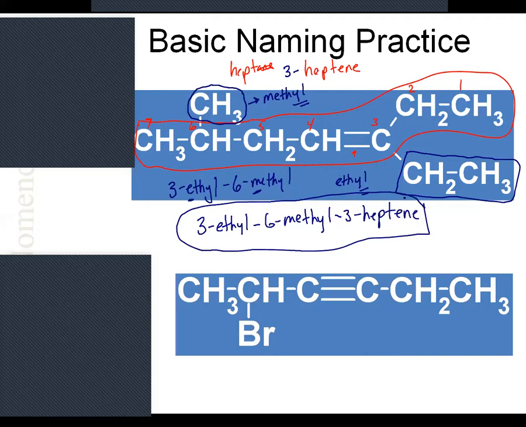If you haven't realized it yet in terms of naming, really, naming is all about location, location, location. You're really just basically spelling it out for somebody where every single thing is located on that longest continuous carbon chain. That's essentially what you're doing when you do this. Any questions on that name there?